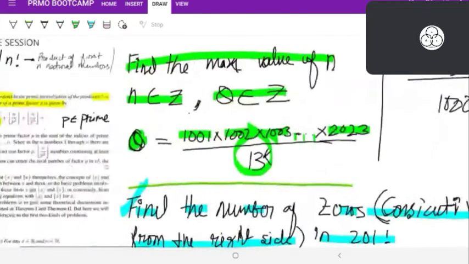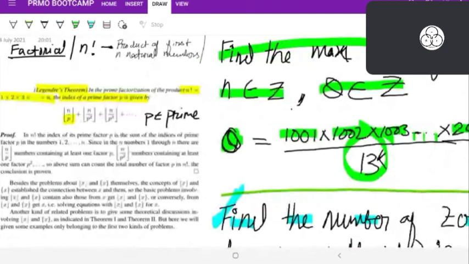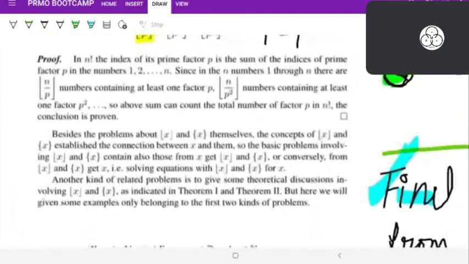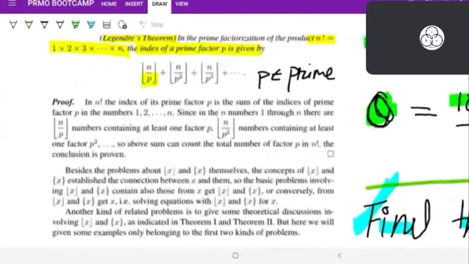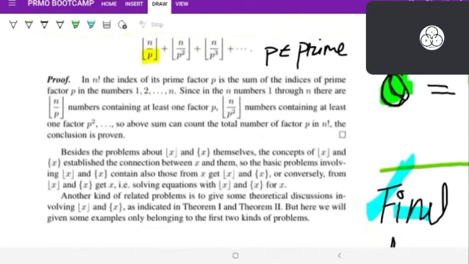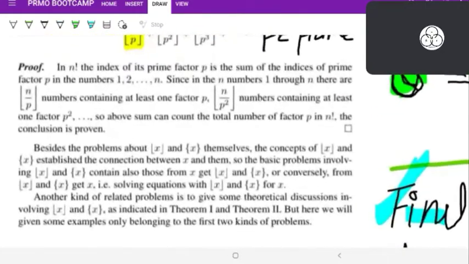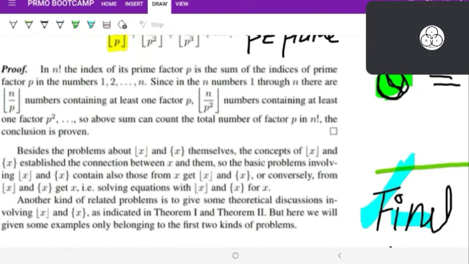So this was all about Legendre's theorem. You can take a snap of the proof if you want. Proof is not important for intermediate Olympiad level, but if you are moving for something higher than this, then okay, we can go for proof.